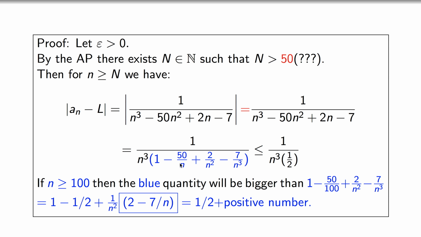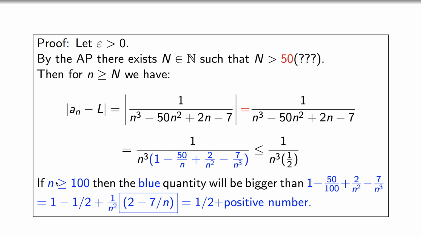Well, let's see, if n were equal to 100 or more, then what would happen is I'd do 1 minus 50 over n. Oh, that would be exactly 1/2, because we'd subtract 50 over 100. And then we'd be adding something. Okay, that would be bigger. And then we'd be subtracting something. Oh, but that's got to be really small, because n cubed is so much smaller than n squared. So that seems like n at least 100 should work.